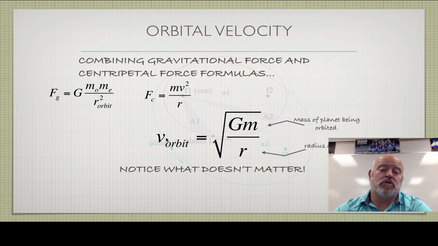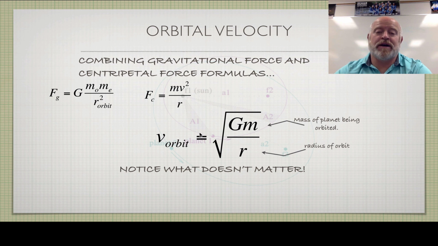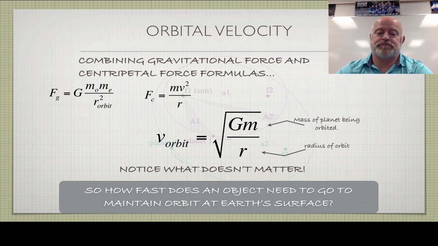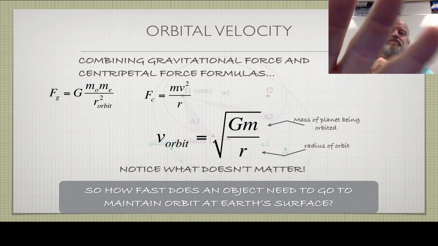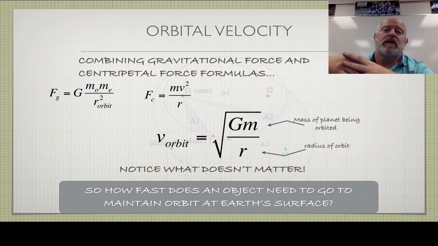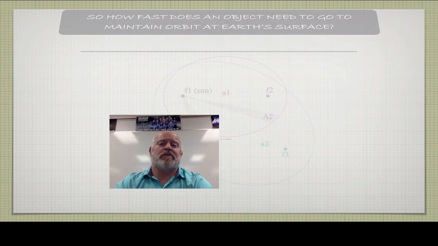Okay, so really, the only thing that matters here is how big or how massive our planet is and how far away you want to put it from that planet. Now, if we did a little calculation here, we want to say how fast does an object need to go to maintain orbit at the Earth's surface. Now, I know that's not realistic, right?